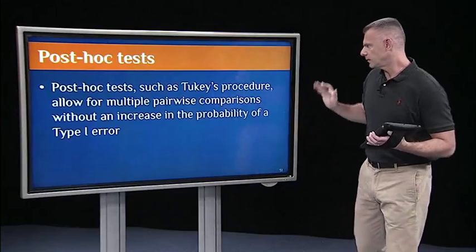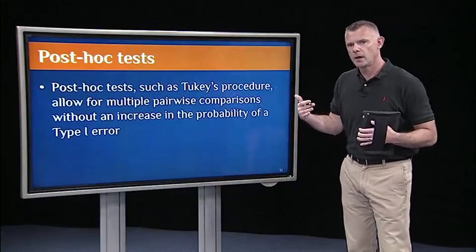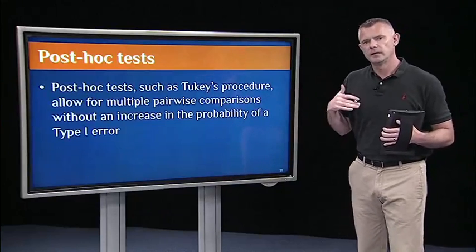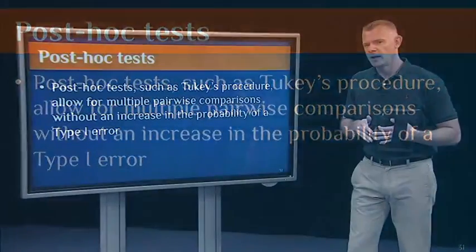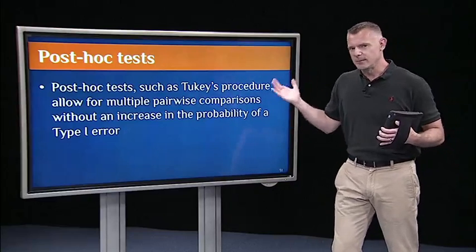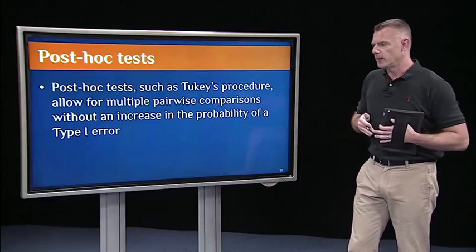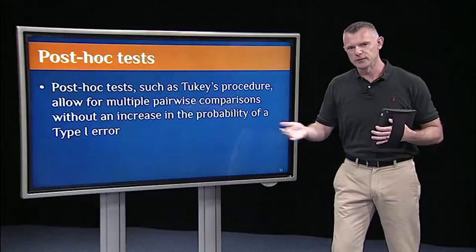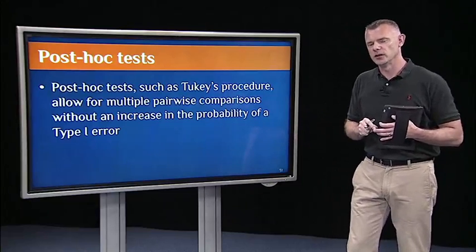So post hoc tests such as Tukey's procedure allow for multiple comparisons, but they don't inflate the probability of a type 1 error. They're constructed to protect against that inflation of type 1 error by adjusting the p-values. As a result, there are lots of different procedures. Tukey is named after John Tukey, a statistician who actually worked here at Princeton. And there are a slew of procedures that all vary slightly in how they do this adjustment.